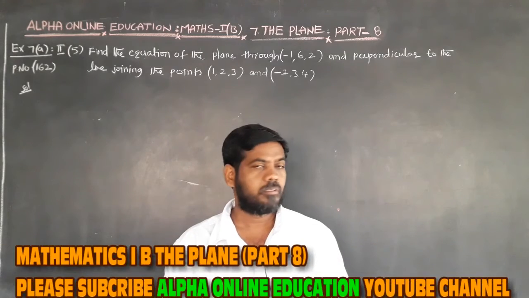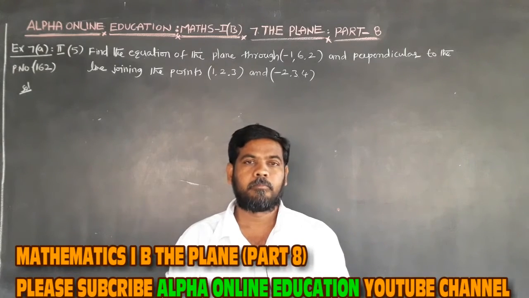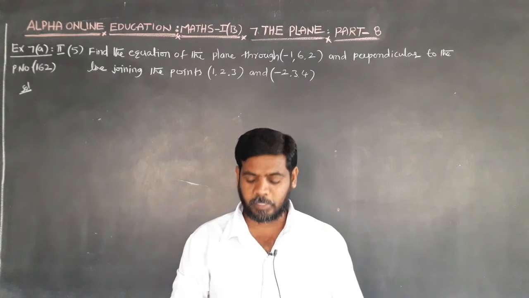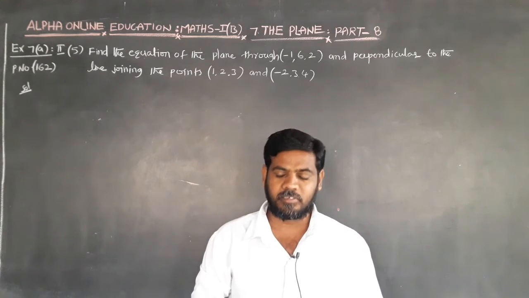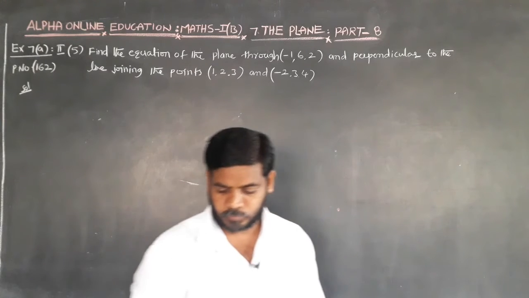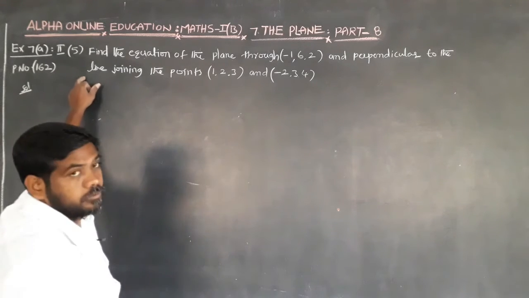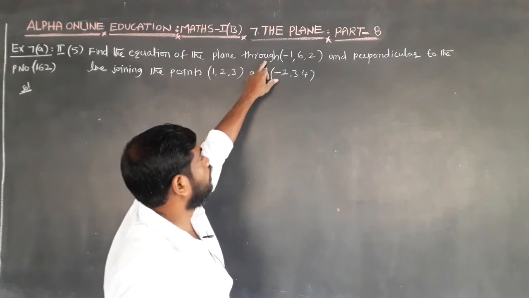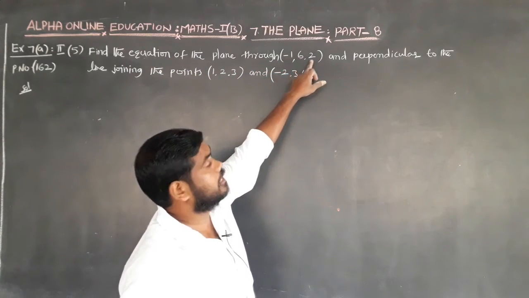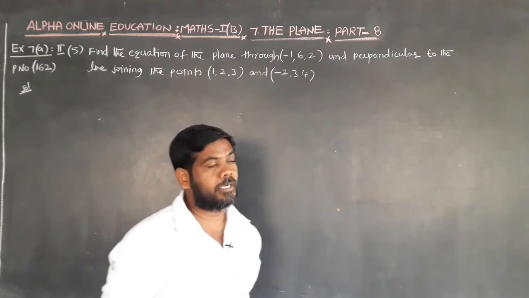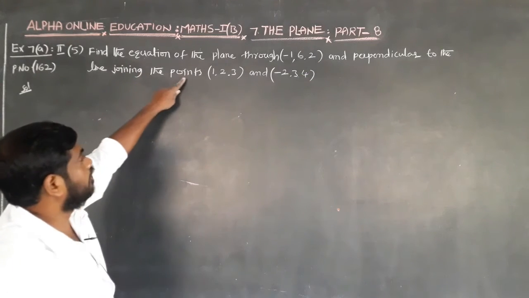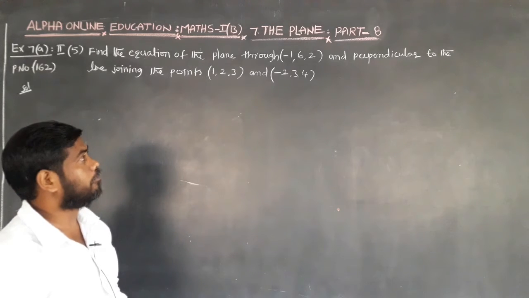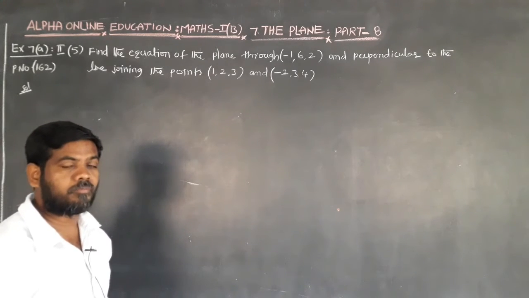We solve 2-3 problems. Mathematics 1B, 7th chapter, the plane. Exercise 7A, Roman number 2. 5th problem: find the equation of the plane through (-1, 6, 2) and perpendicular to the line joining the points (1, 2, 3) and (-2, 3, 4).